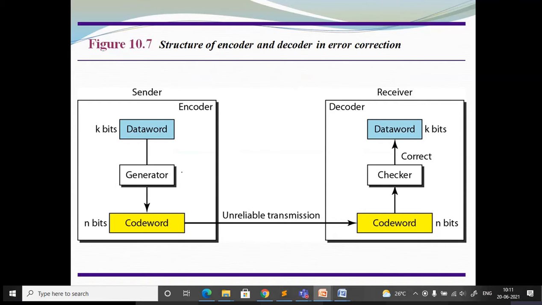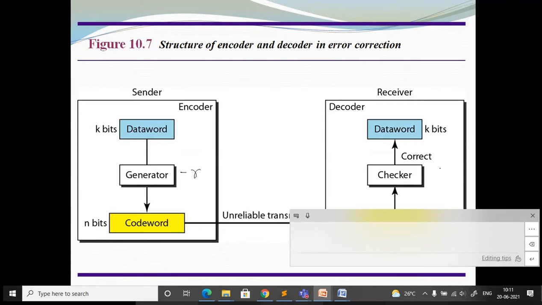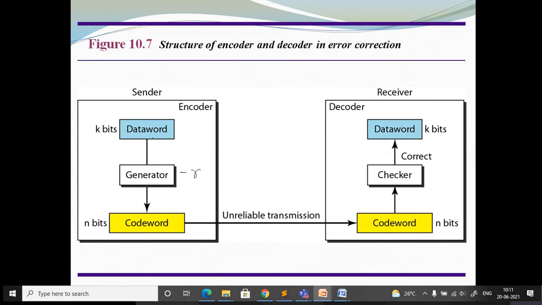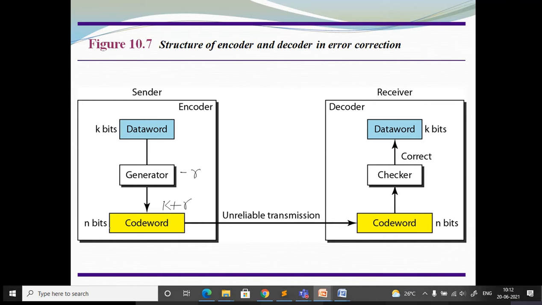So what is the technique used to calculate the value of R? Once it is identified, this R, along with the data, that is k bits plus R, is added and forms the code word. It is of size n bits and this is sent through unreliable transmission.